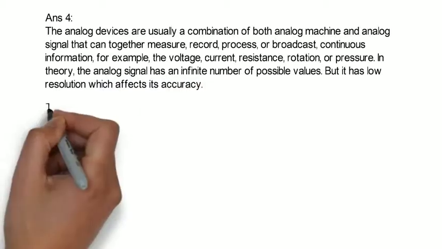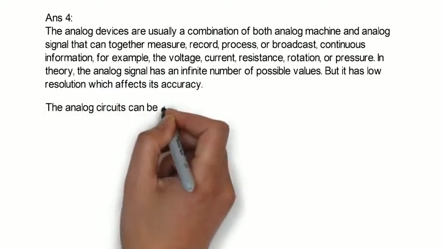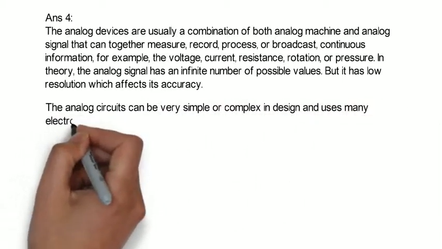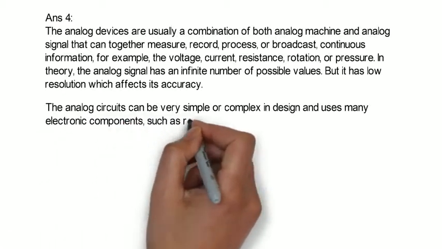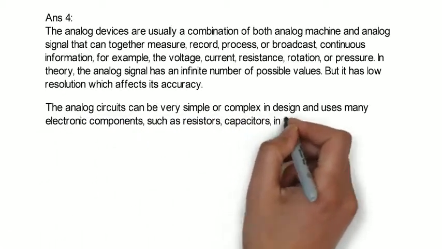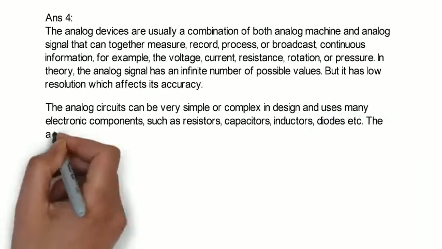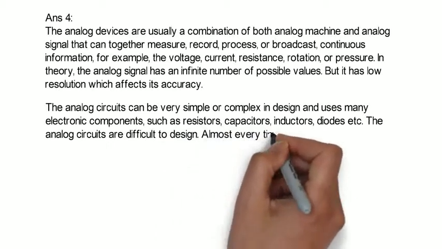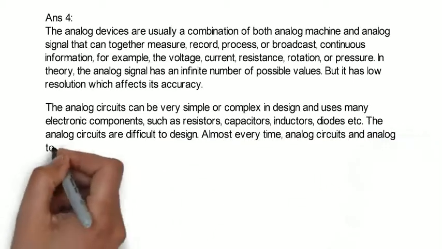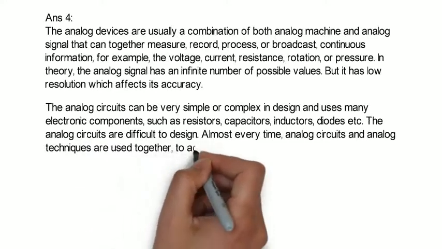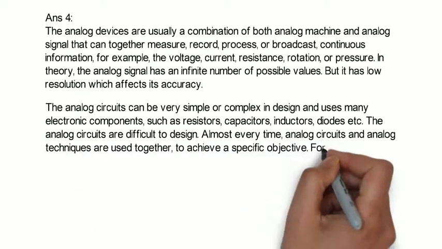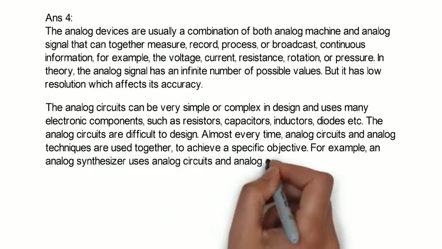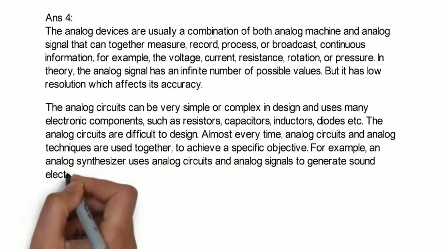The analog circuits can be very simple or complex in design and use many electronic components such as resistors, capacitors, inductors, diodes, etc. The analog circuits are difficult to design. Almost every time, analog circuits and analog techniques are used together to achieve a specific objective. For example, an analog synthesizer uses analog circuits and analog signals to generate sound electronically.